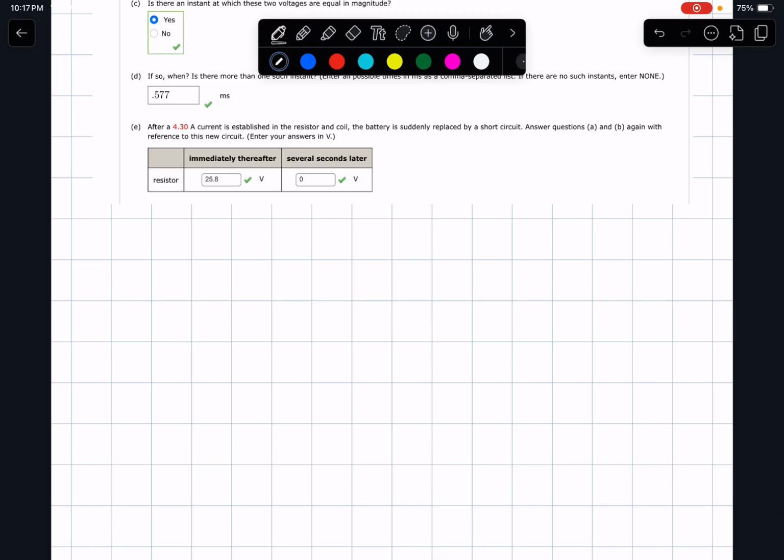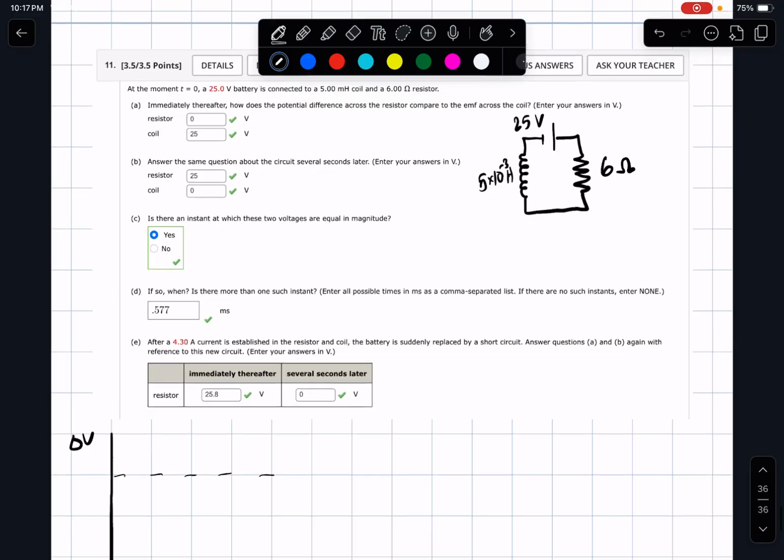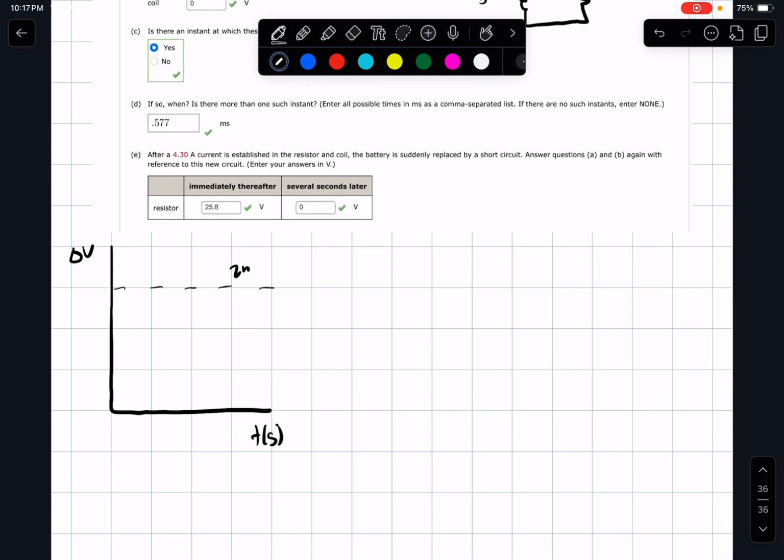So if you think about the graph of EMF to time, first let's think about how it is in the inductor. Like I said, it'll start at 0 and then it'll reach a maximum value. So it would be asymptotic at that point. And that point here would be 25 volts, because that is the maximum amount of voltage in the circuit. So it would go something like this, and it would reach that value.